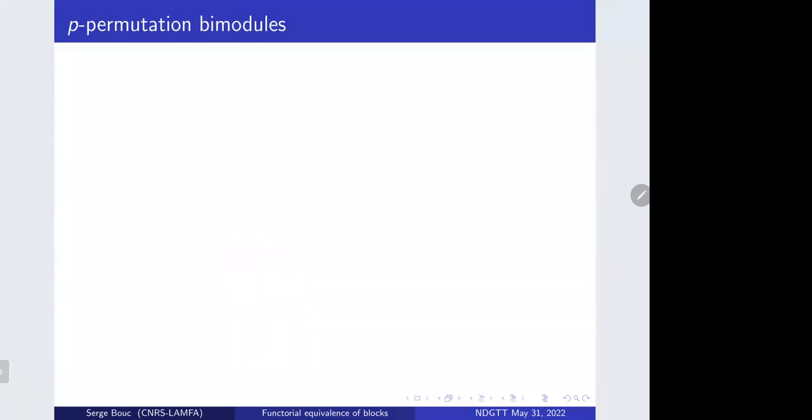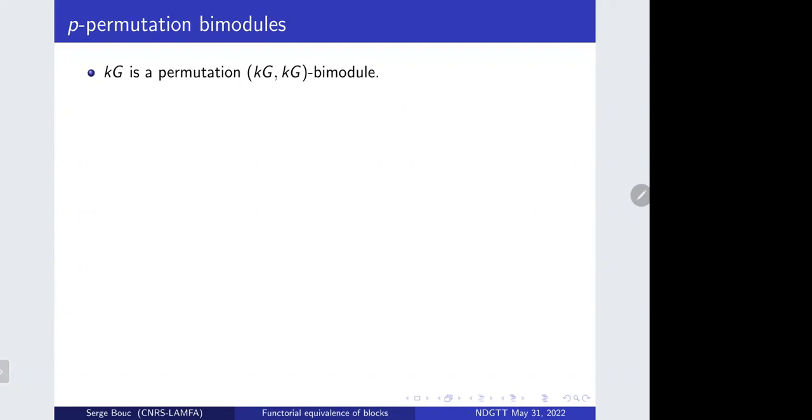As I said before, a notion which makes sense for modules also makes sense for bimodules. So there is a notion of p-permutation bimodule, exactly in the same way. An important example is KG again. KG is a KG-KG bimodule for obvious reasons, and it's a permutation module because G is invariant by left and right multiplication.